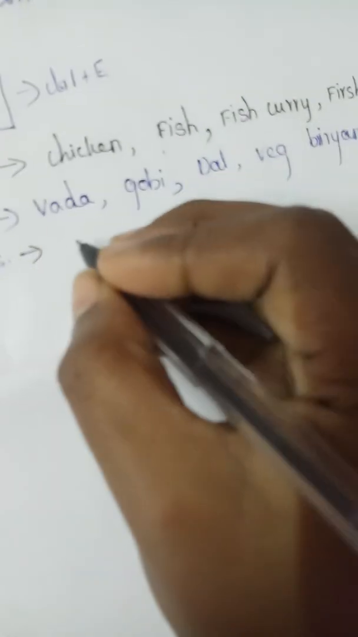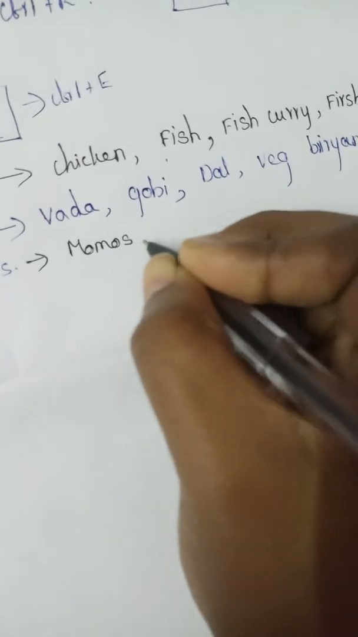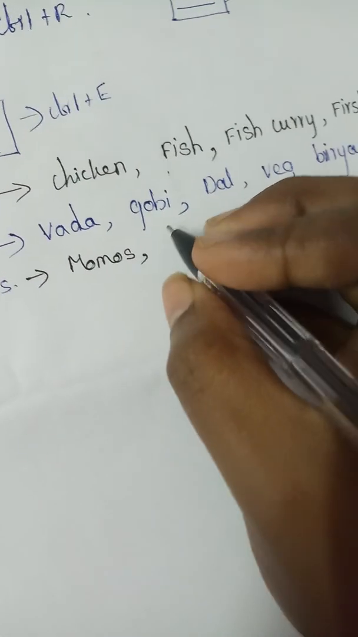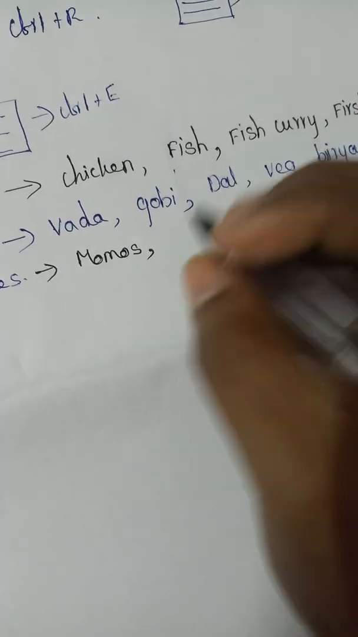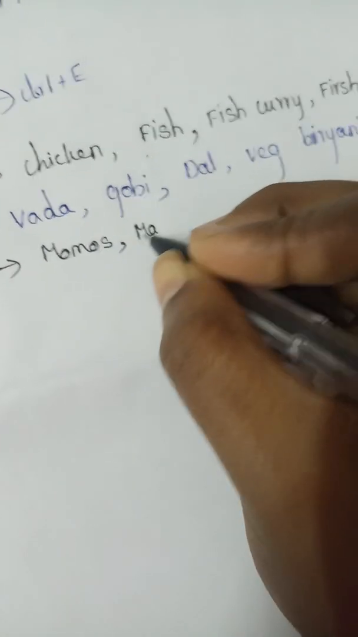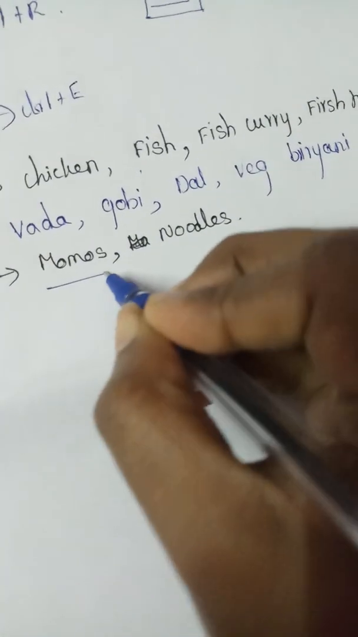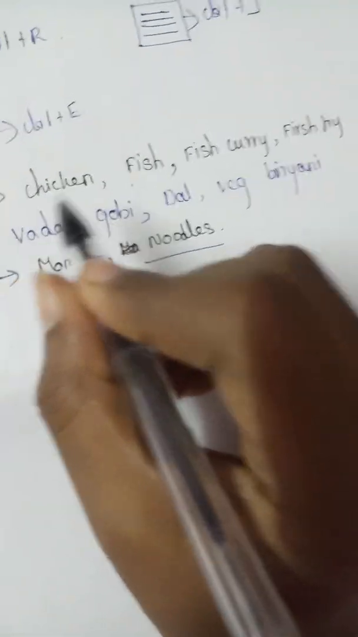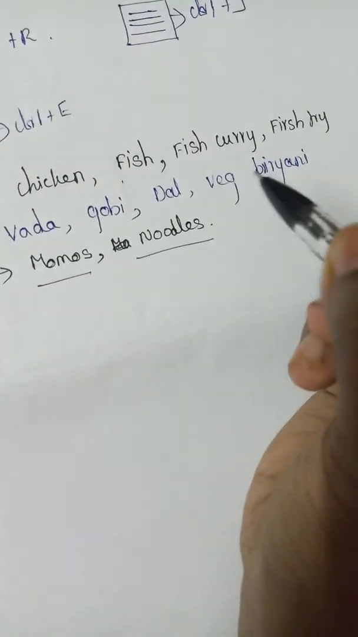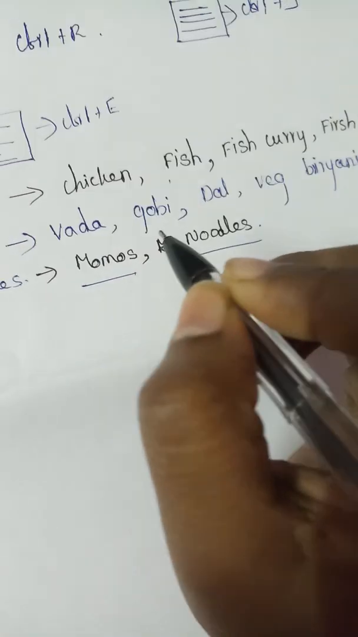And for unhealthy dishes I am giving momos, and then Maggi, noodles. So I am giving black color and underlining those words. For non-veg foods we are applying black color, for veg food we are applying blue color, and for unhealthy dishes we are giving the black color and underlining those words.